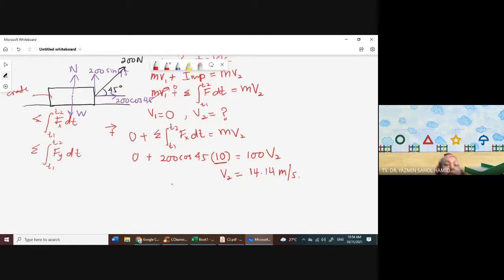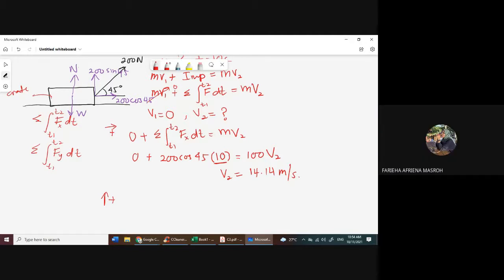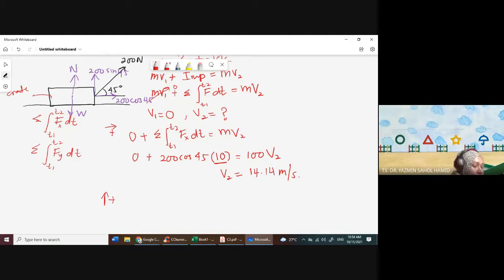Now the next question is they ask you to find the normal force, right? So for you to find the normal force, you have to use the summation of forces in the y direction, Fy. Okay, good. So what do you have in the y direction? So 0 is for mv1 plus. Write it down, maybe you should write it down so you don't make a mistake. Fy dt equals to m.